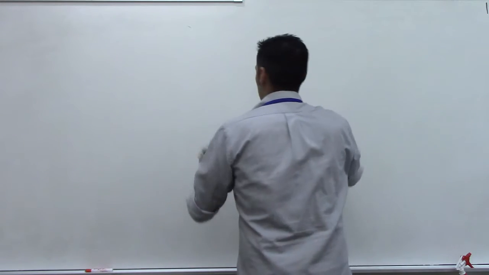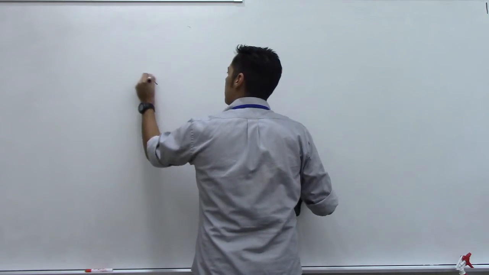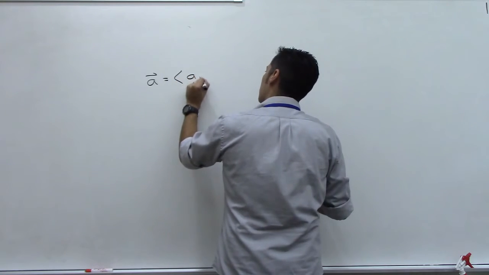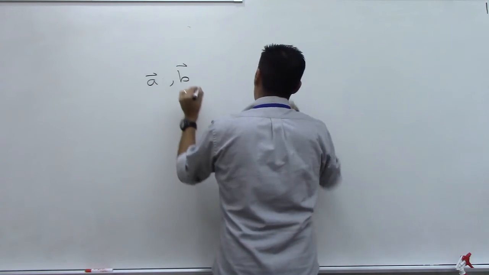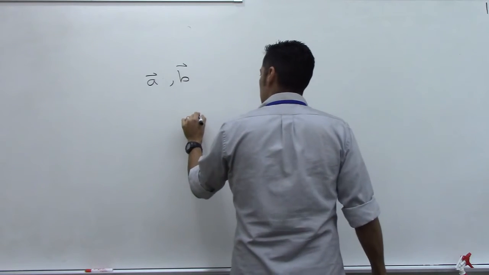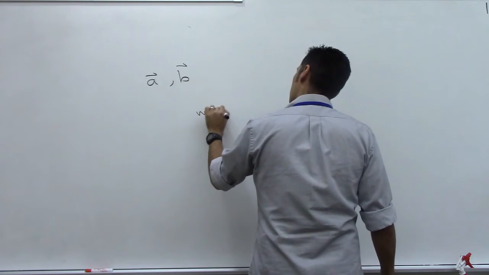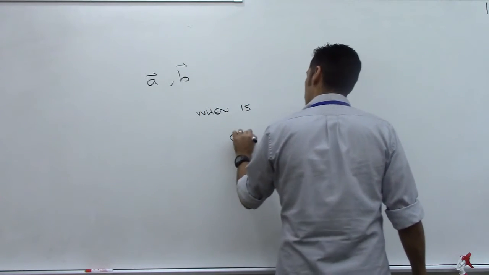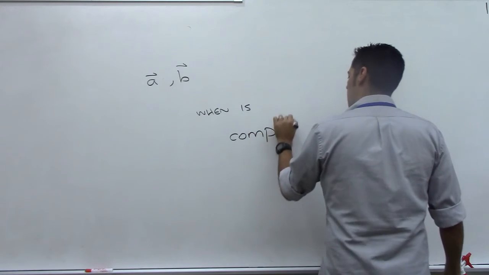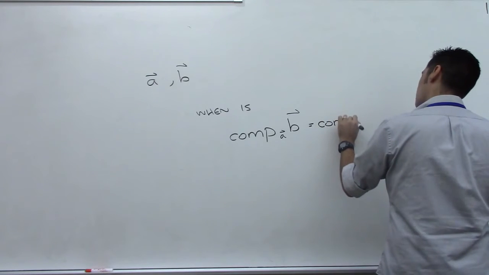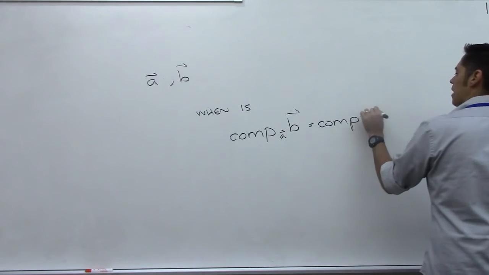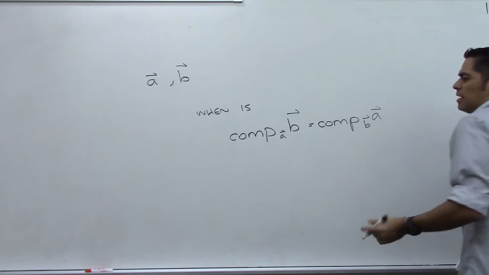So given two vectors, A doesn't tell you if they're in two-dimensional or three-dimensional space. It's saying, when is the component of B onto A equal to the component of A onto B? So when is that true?